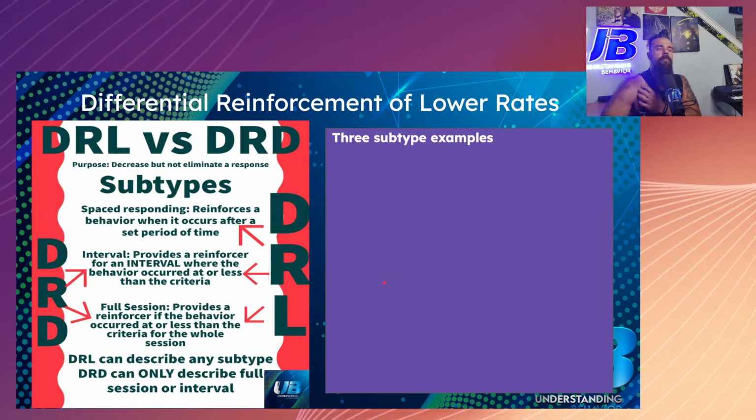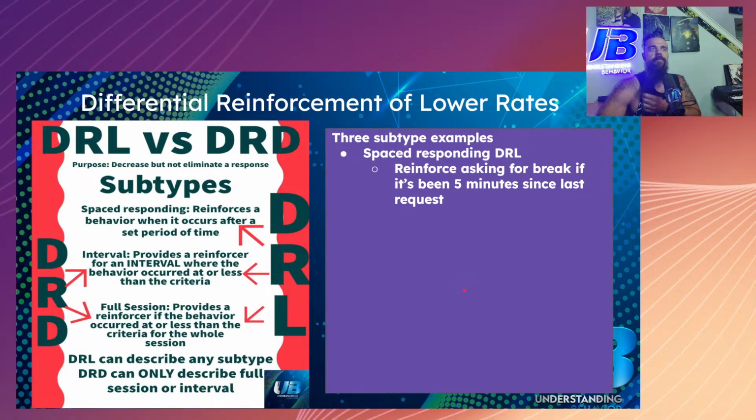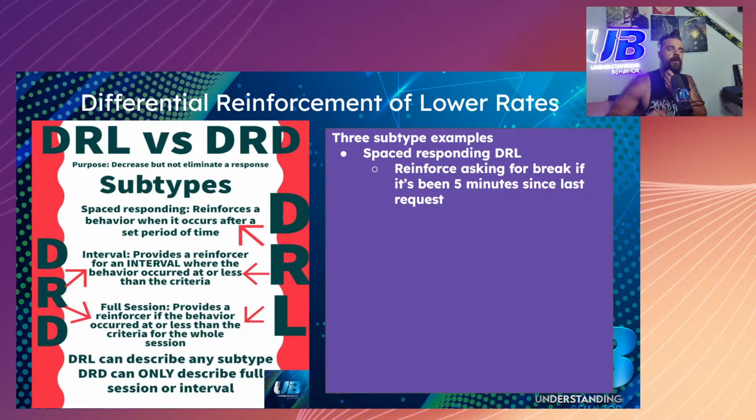Okay, so we have some examples of each different subtype, and we've got our definitions here as well. The spaced responding one we just went over. This would be when we reinforce asking for a break if it's been at least 5 minutes since their last request. Again, we're using breaks for this example, but this could be done for any behavior that's happening too much. Typically, for DRL, we're going to use this for behaviors that are happening really frequently and we don't want to eliminate them, but we want to reduce the rate that they're occurring.